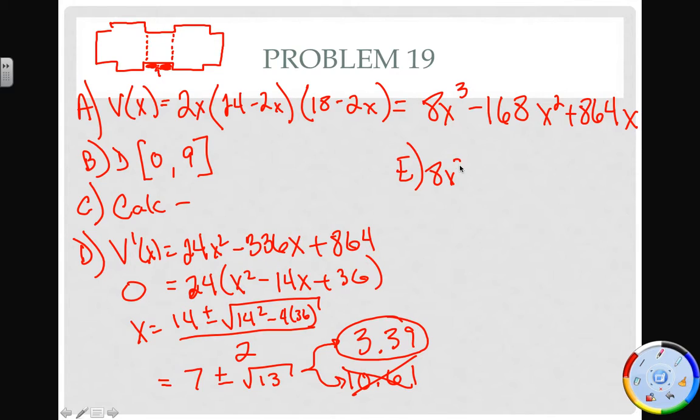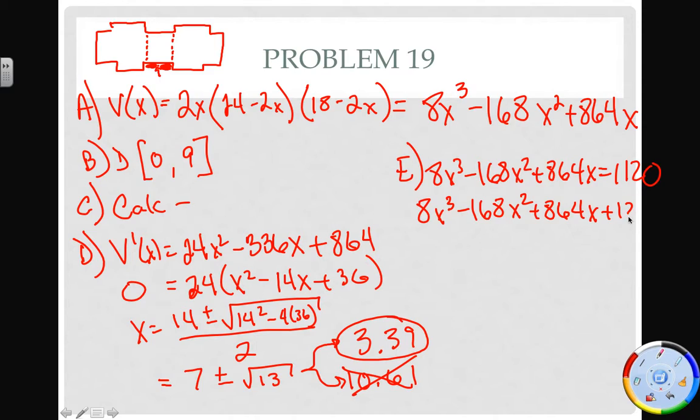So I'm going to take 8x cubed minus 168x squared plus 864x equals 1120. I'm going to subtract 1120 from both sides. Kind of follow along here. Nicely, 8 gets to come out of all of these things. What do I get here? Minus 21x squared plus 108x minus 140 equals 0.